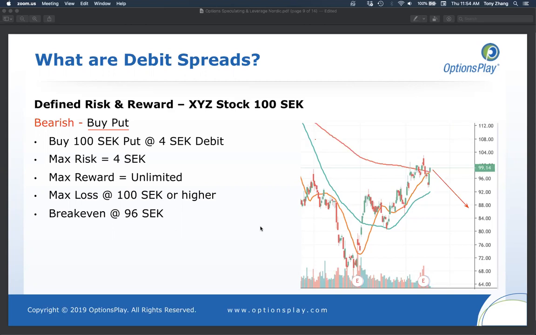So here, 100 crown stock, I'm bearish on it. I think it's going to move lower. So let's take a look at buying an at the money put, a 100 crown put. And let's say I pay 4 crowns for that. So similar to that call option, my max risk is 4 crowns. My max reward is unlimited. Technically, it is limited, but it's really all the way down to 0. So I usually like to think of this as fairly unlimited potential reward, because you can make money all the way down to 0.